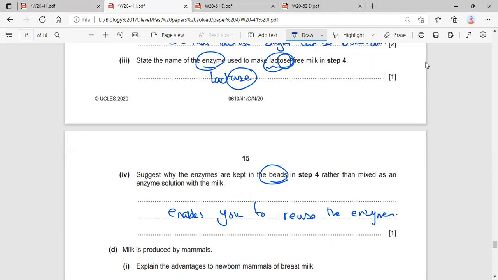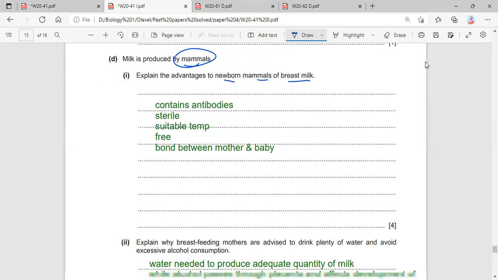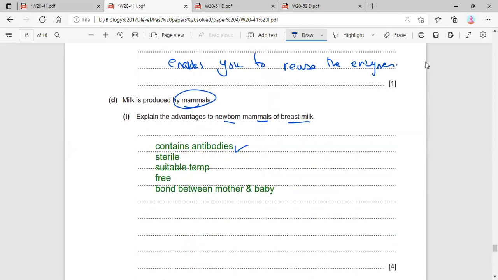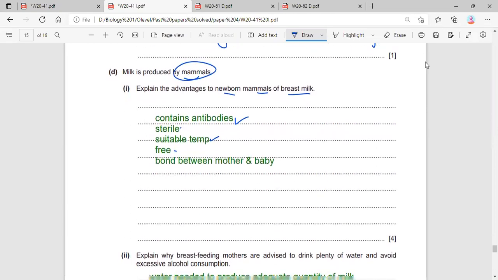Okay. Milk is produced by mammals. Explain the advantages to newborn mammals of breast milk. Very straightforward question. The advantages of breast milk are a lot. It has antibodies, which gives passive immunity. It is sterile. You do not need to heat it or anything. It has suitable temperature. No cost, it's for free. Bond between the mother and the baby. I can also say that its composition changes according to the age of the baby. Easy to digest. All these are advantages.